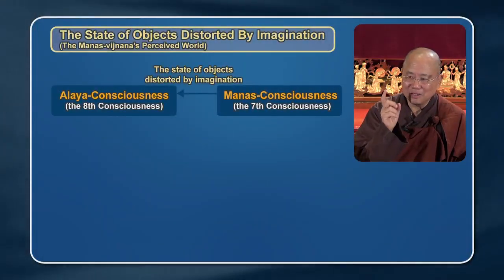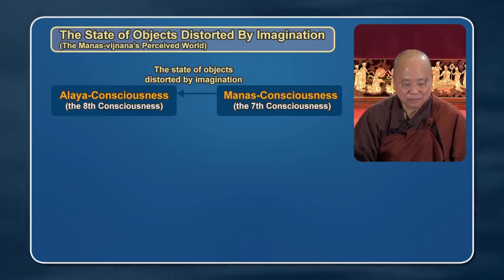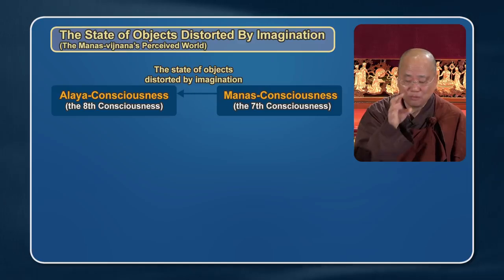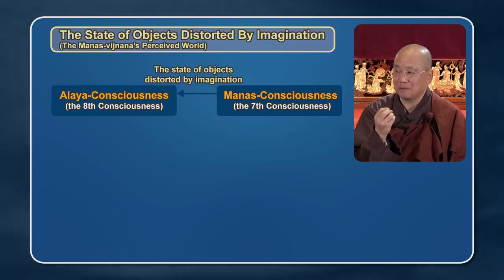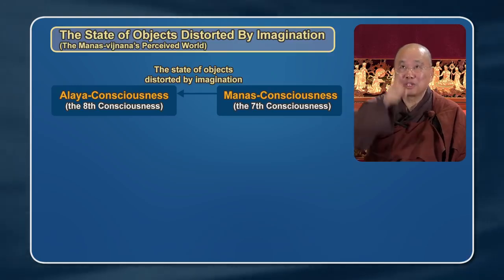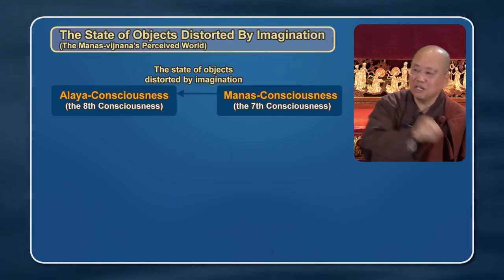All right, let's get to the state. Remember, how do we study consciousness? We break it down into nine perspectives. The first perspective is, how does that consciousness perceive? The seven consciousness only has one external state that it perceives: the state of objects distorted by imagination. The manas perceives objects and distorts them. How? What is being perceived? Your ego consciousness does not perceive the outside. Your ego consciousness perceives the perceiver of the eight.